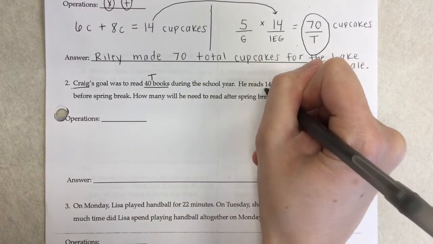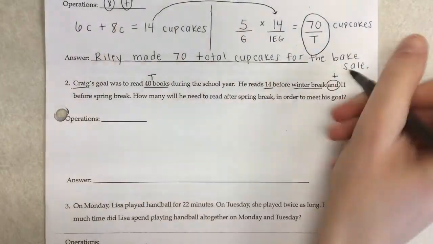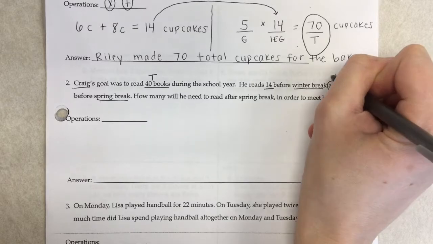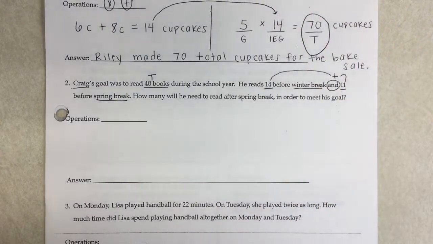So I have 14, and that goes with winter break. Then I have 11, that goes with spring break. So I'm going to draw my leash to my 14 and to my 11. Those are the 2 numbers I'm going to need to add.